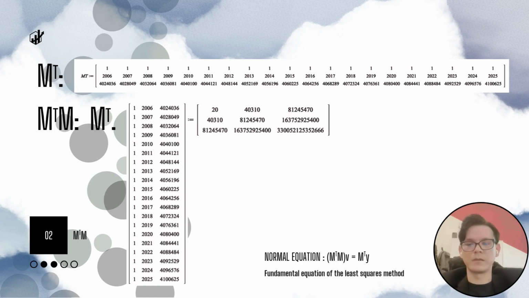Next, the matrix multiplication between MT and M is performed to produce the matrix MTM. The matrix forms the left-hand side of the normal equation and contains the coefficients required to solve for the unknown vector V. The normal equation is the fundamental equation of the least square method because it minimizes the sum of squared errors between the observed data and predicted values.